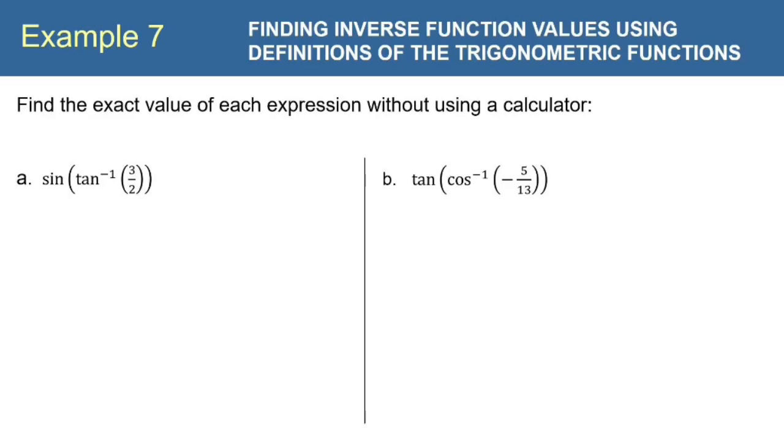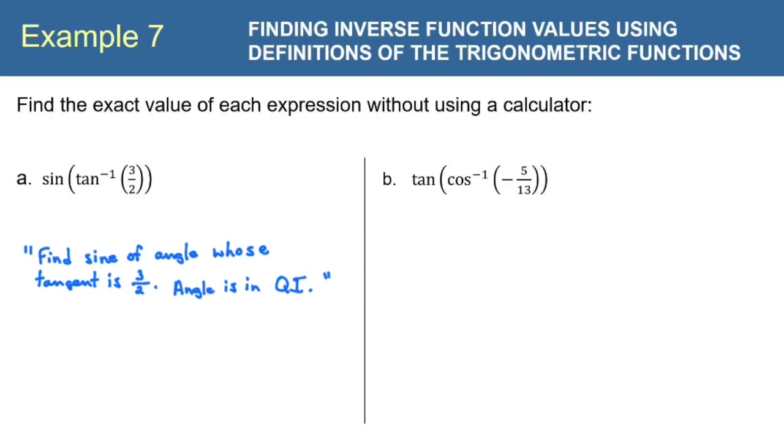But the truth is that you have been working very similar problems to this since nearly the beginning of the course. Remember that tangent inverse is going to give us an answer that is an angle. So this is really saying find the sine of an angle whose tangent is 3 over 2. And because of what we know about tangent inverse, that angle will either have to be in quadrant 1 or quadrant 4. And because this tangent value is positive, we now know that the quadrant will have to be quadrant 1.